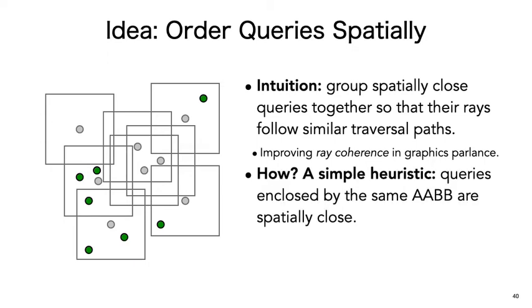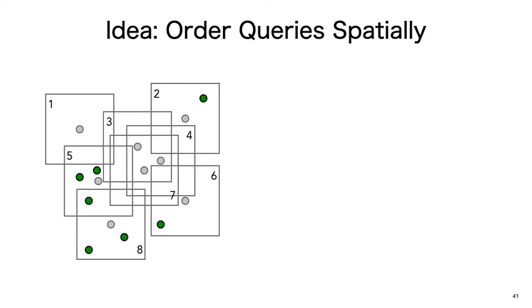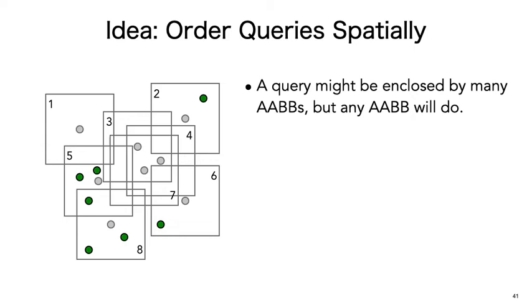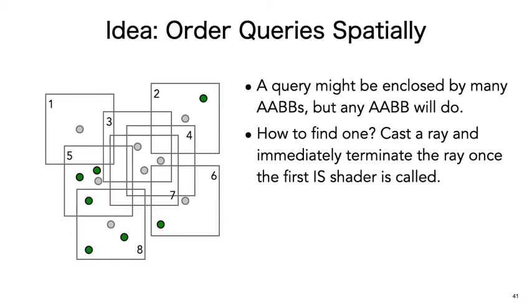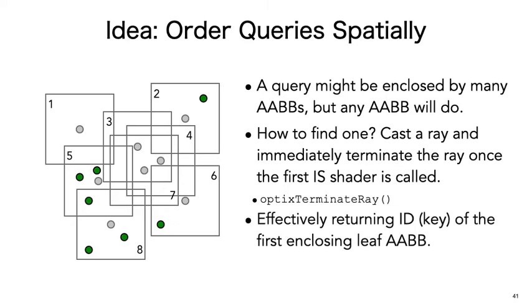How do we do that? Well, a very simple heuristic is that queries enclosed by the same AABBs are spatially close. Note that a query might be enclosed by many AABBs, but any AABB will do. How do we find one? Well, the idea is we can cast a ray and immediately terminate the ray once it hits the first leaf node. And there's an OptiX API for that. And essentially, we return the ID of the first enclosing leaf AABB, and use the ID as a key. We can then sort by key. That allows us to naturally sort queries spatially.